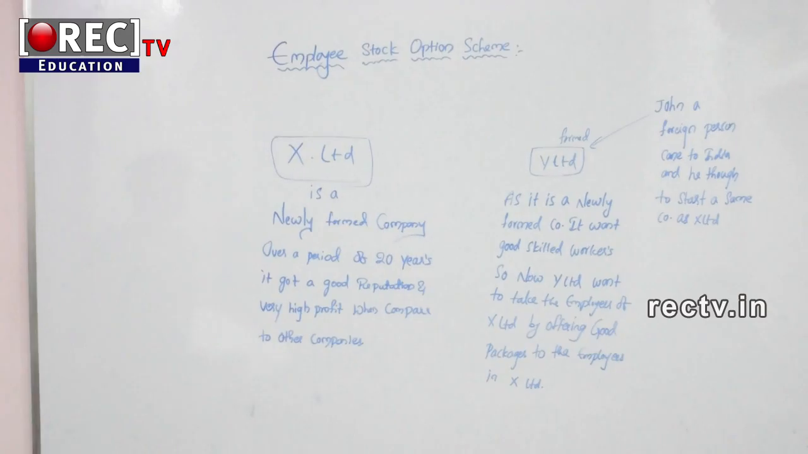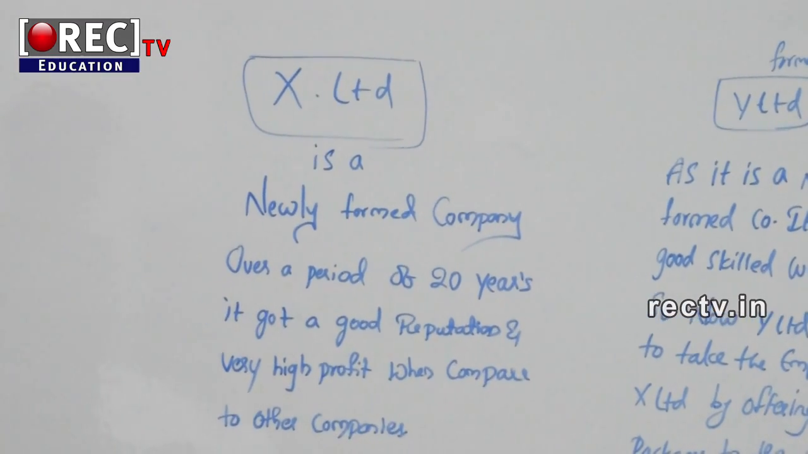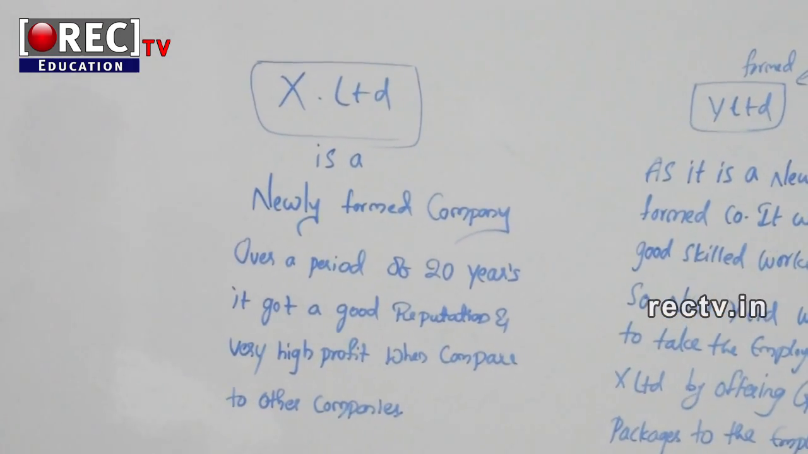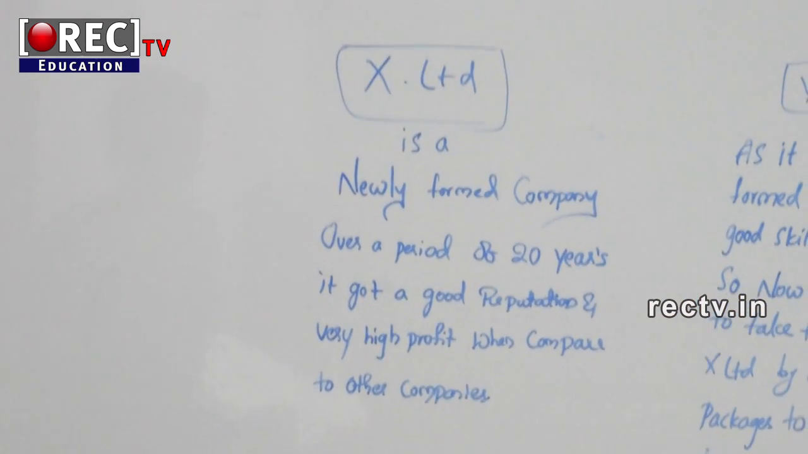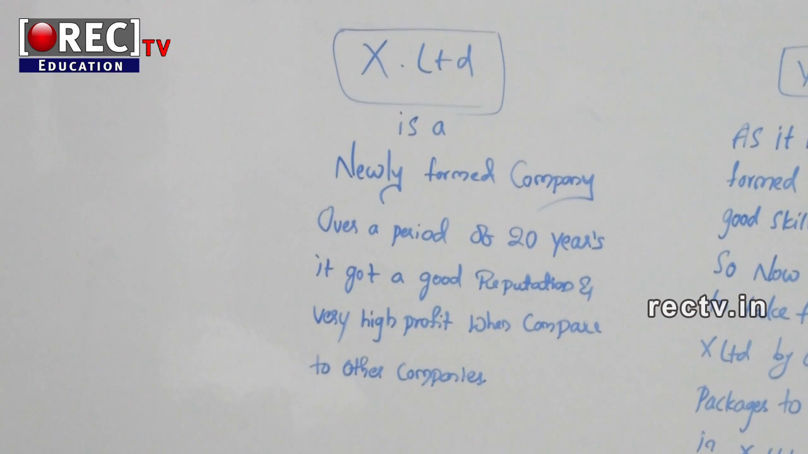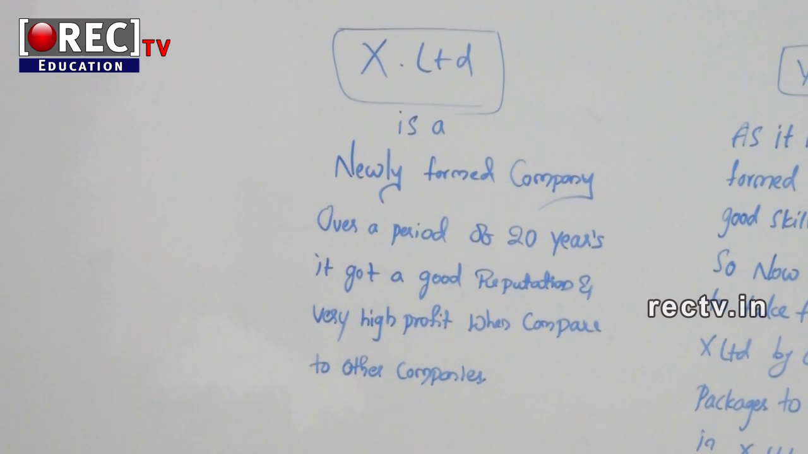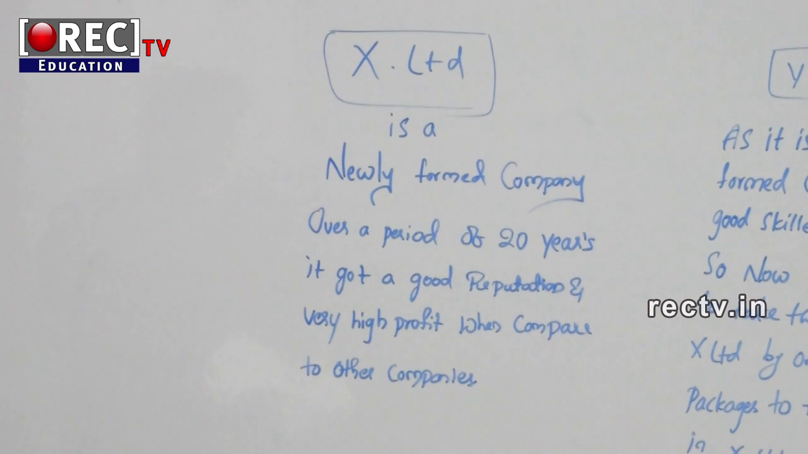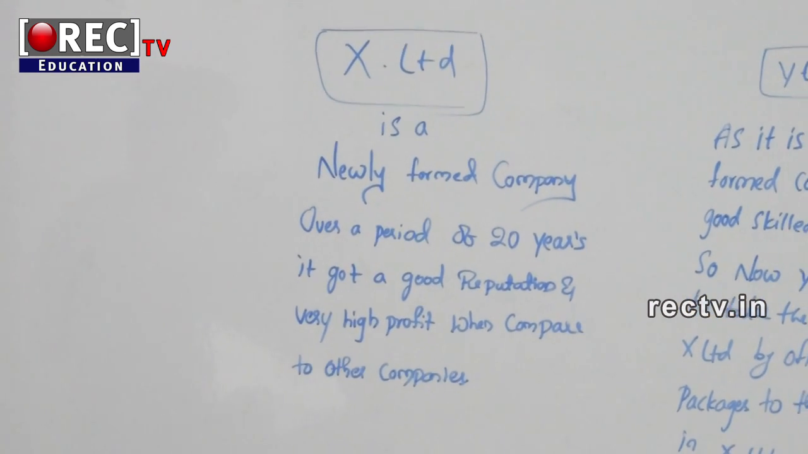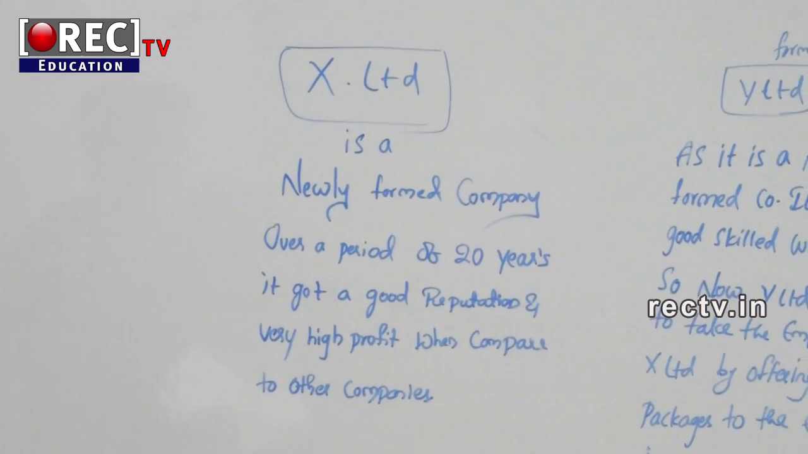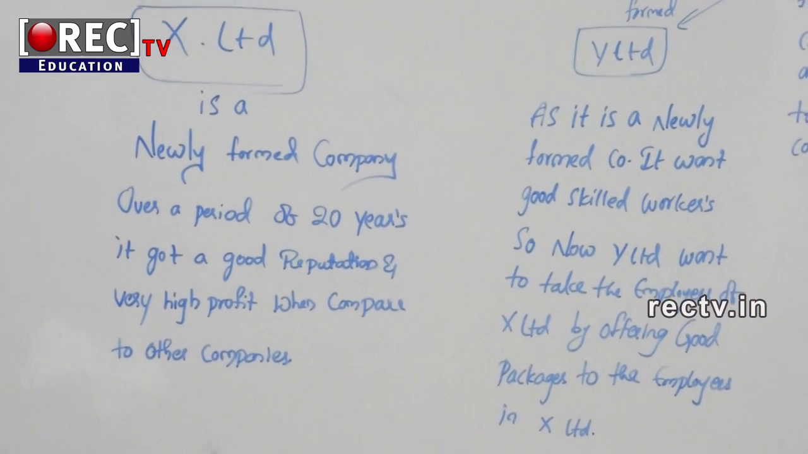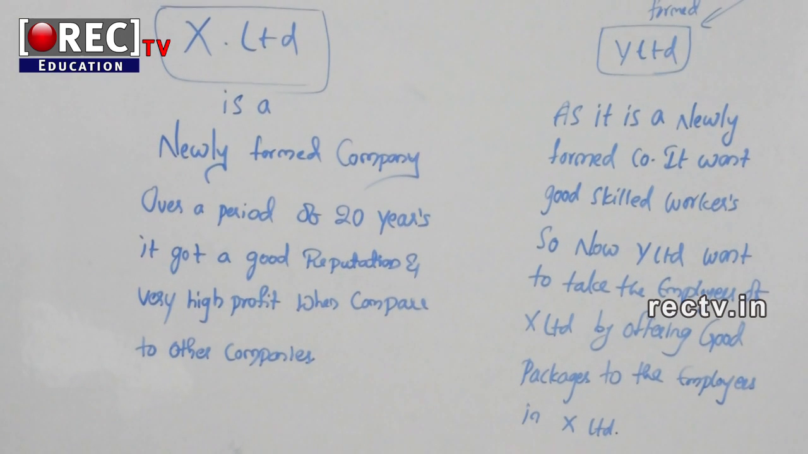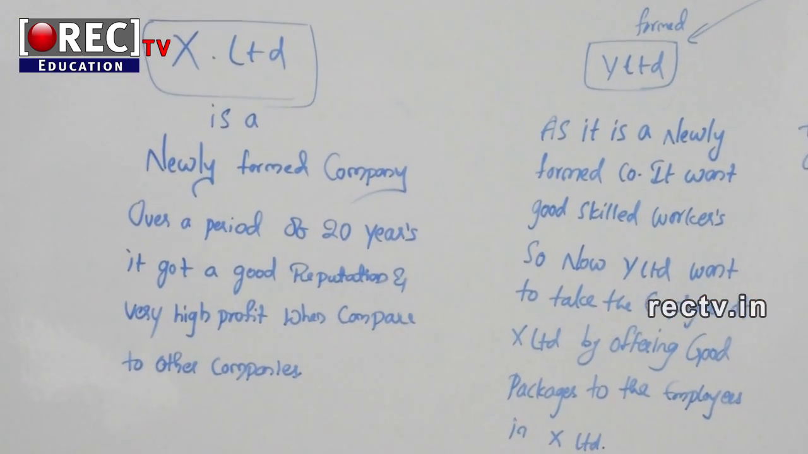Here, X Limited is a newly formed company. Over a period of 20 years, it got a good reputation and very high profits compared to other companies in the market. Looking at this, John, a foreign person, came to India and thought he wanted to start the same kind of company as X Limited to earn profits. So he started a company, Y Limited.